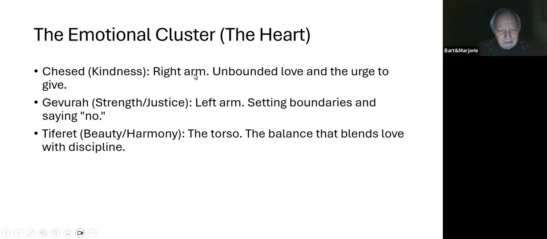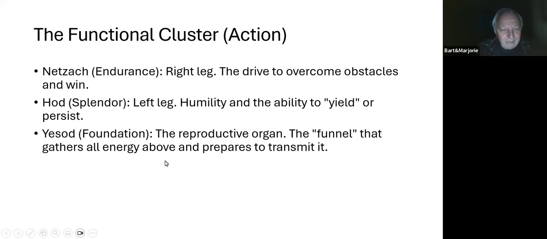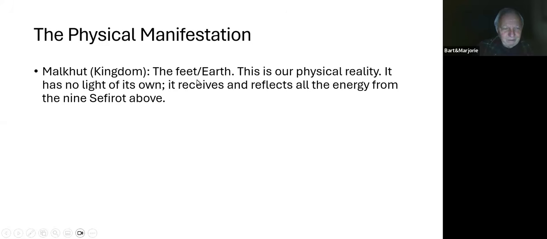There's the emotional cluster, which is the heart. So we have kindness, which is the right arm, unbounded love and the urge to give. The left arm, strength and justice, which sets boundaries and saying no. And then the beauty, harmony, the torso, the balance that blends love with discipline. There's the action cluster. We have endurance, which is the right leg, the drive to overcome obstacles and win. The left leg, which is humility, the ability to yield or persist.